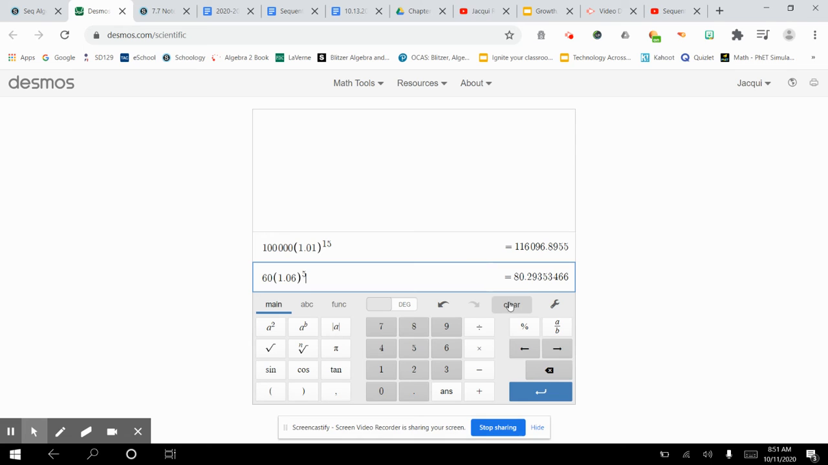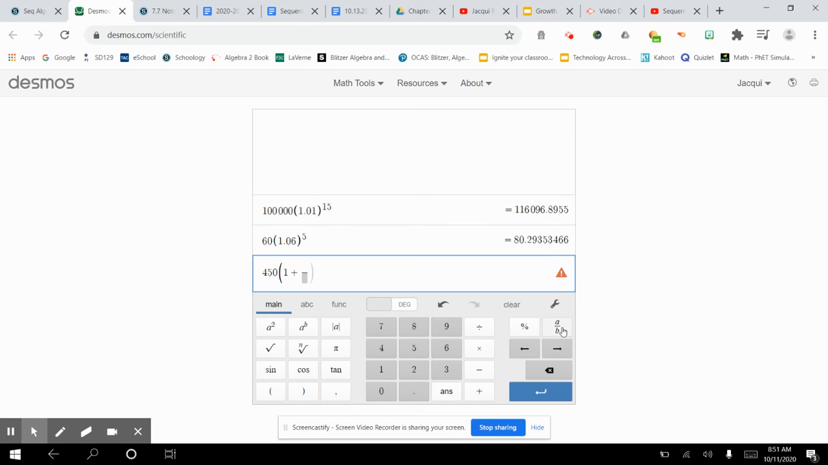Once again, you can clear all, or I can just hit this enter button and now I can move on. So we're starting with $450, so I'm going to type that. I'll go over and do my parenthesis. I want 1 plus. But now on the far right, if you notice, there's an A divided by B button. So I'm going to click that. I want my decimal on the top, so 0.02. I'm going to click this so I can be in the denominator.